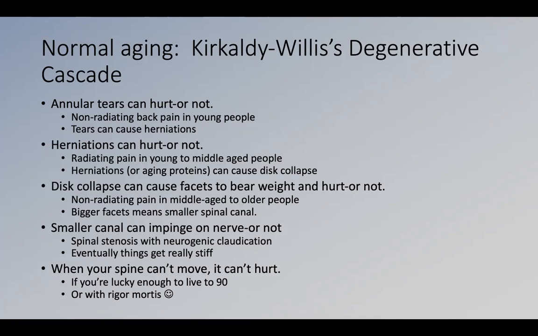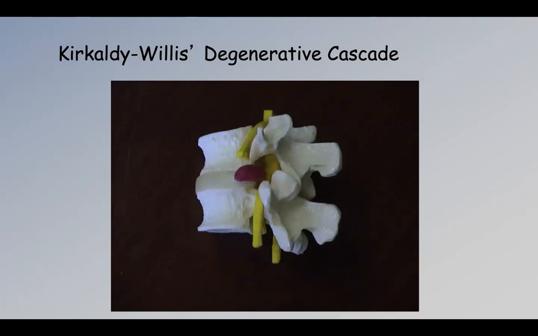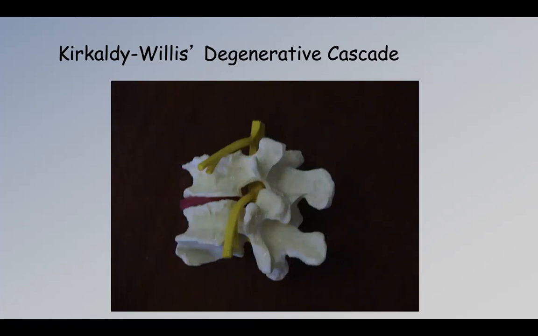So the picture looks something like this. There's your normal disc and spine, and maybe there's a tear in the annulus or something, I don't know. But then there can be some of that gel in the center squirting out, causing a herniation. And of course, that does cause a bit of a collapse too. The herniation is bugging a nerve there. Then as things collapse further, the facet joints begin to bear weight, and they could hurt or not, right? And then as you get really old, everything's just stiffer than heck. So that's the Kirkaldy-Willis degenerative cascade.